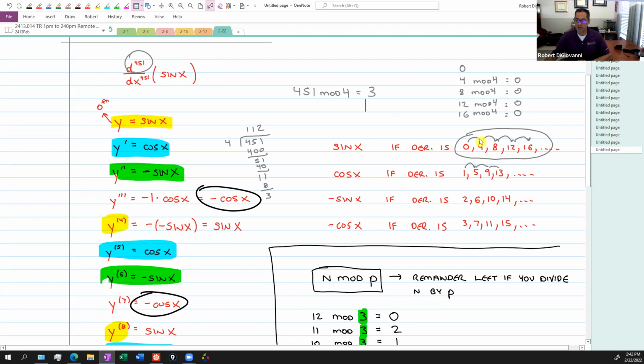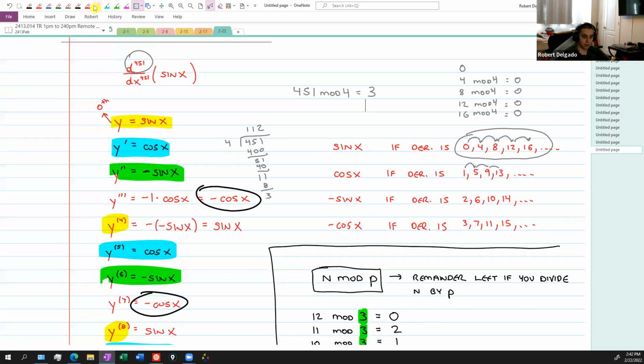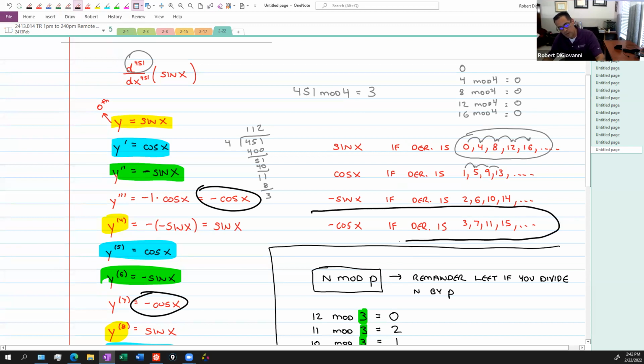So which list does it live in? First, second, third, or fourth? The fourth. It lives with all the ones that when you mod 4, you get 3, which means the answer is negative cosine x. Okay, I know that that's a stretch. I'm out of time. I apologize.